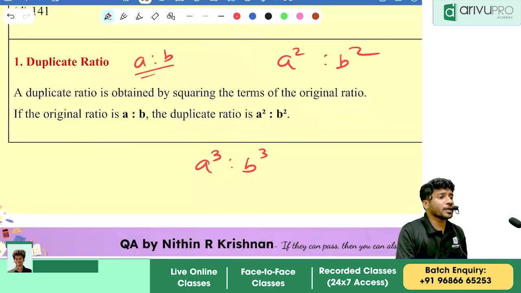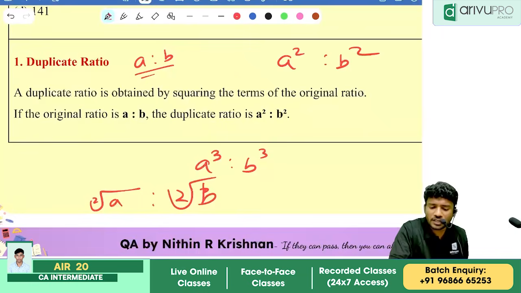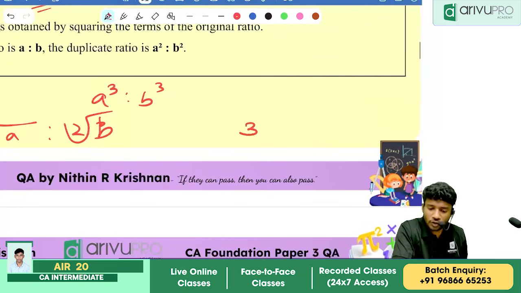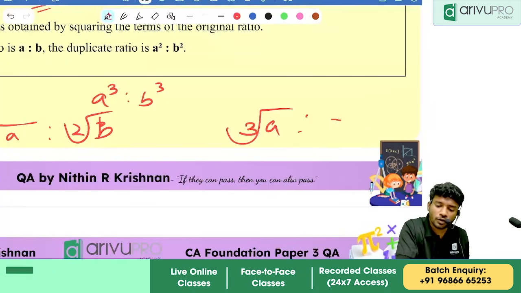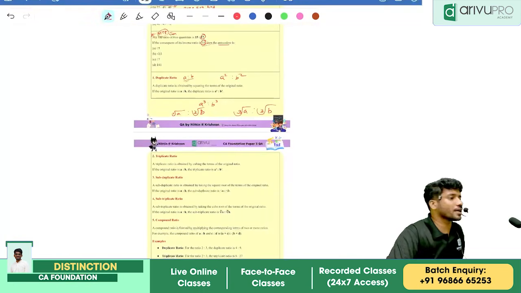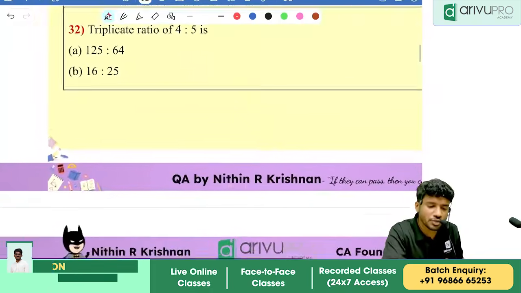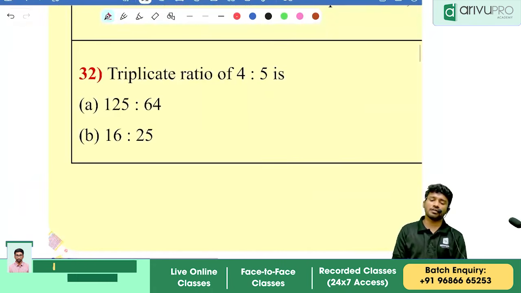Then what is subduplicate ratio? Square root of A is to square root of B. Then what is subtriplicate ratio? Cube root of A is to cube root of B. That is subtriplicate, subduplicate, then triplicate and duplicate. Now people, the first question. Find me the triplicate ratio of 4:5.